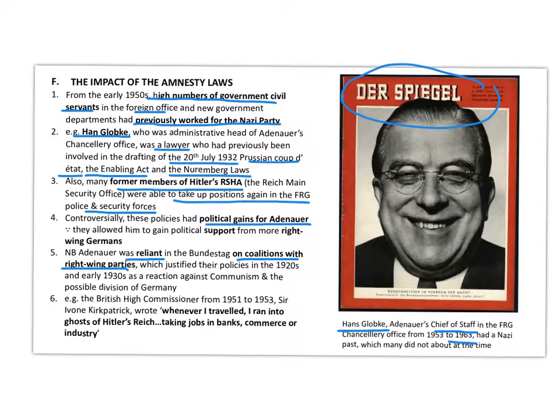So the politicians that were supporting Adenauer in this period, they had a past. They had been active in politics before Hitler in the 1920s and early 1930s. And these people justified their policies as being, well, we needed to back Hitler because we needed to remove communism. The reason we backed Hitler was we were being anti-communist, and we were supporting Hitler to maintain strong German unity. Nice little quote there, the British High Commissioner, Ivone Kirkpatrick: "Whenever I travelled, I ran into ghosts of Hitler's Reich, taking jobs in banks, commerce or industry." That's an outside observer noticing how many ex-Nazis were in key positions throughout West Germany.